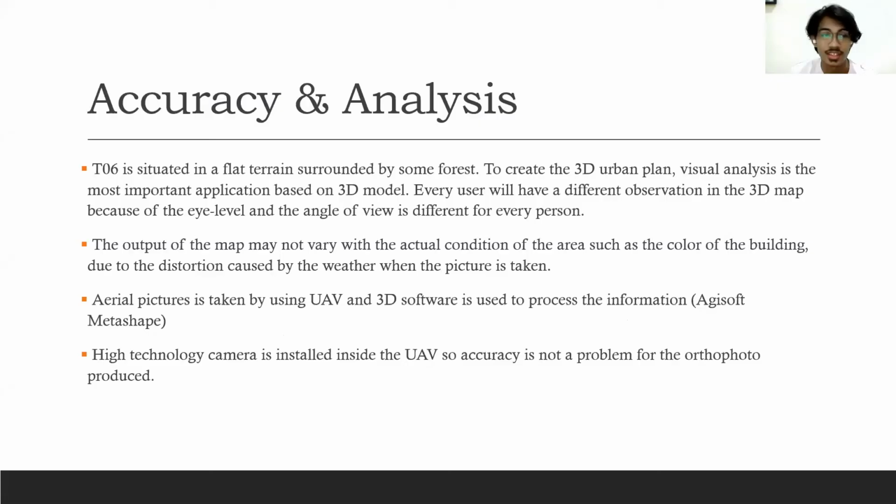Accuracy and analysis. T06 is situated in a flat terrain surrounded by some forests. To create the 3D urban plan, visual analysis is the most important application based on the 3D model. Every user will have a different observation in the 3D map because the eye level and the angle of view are different for every person. The output of the map may not match the actual condition of the area, such as the color of buildings, due to the distortion caused by the weather when the picture is taken.